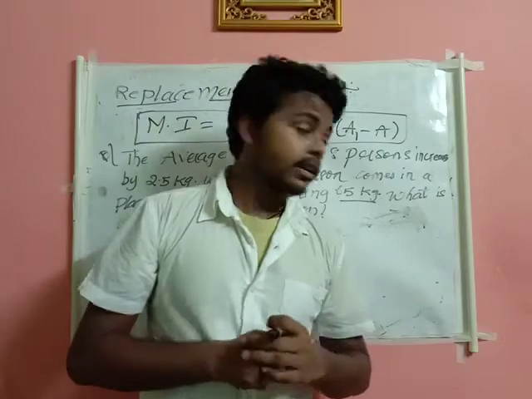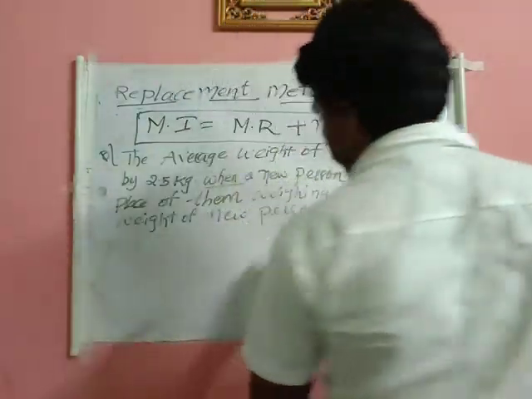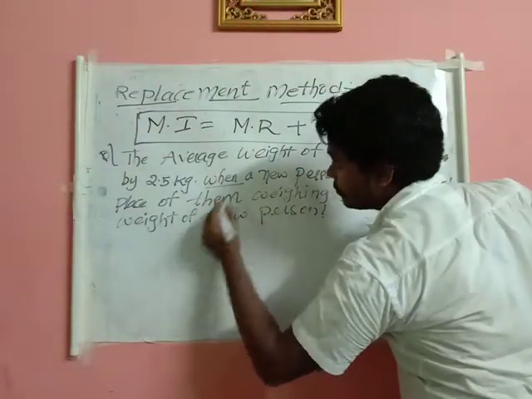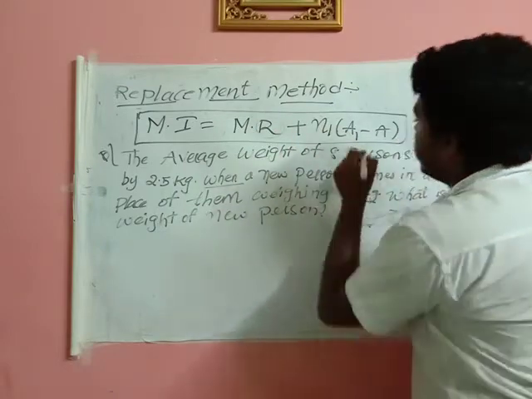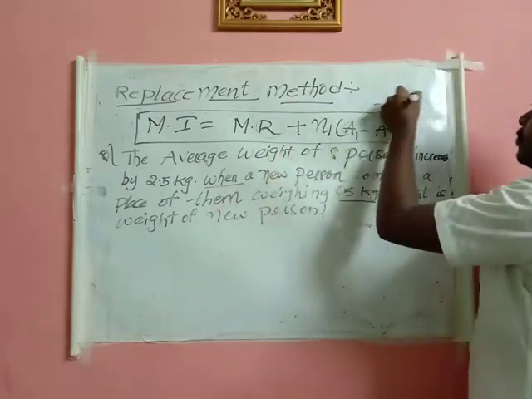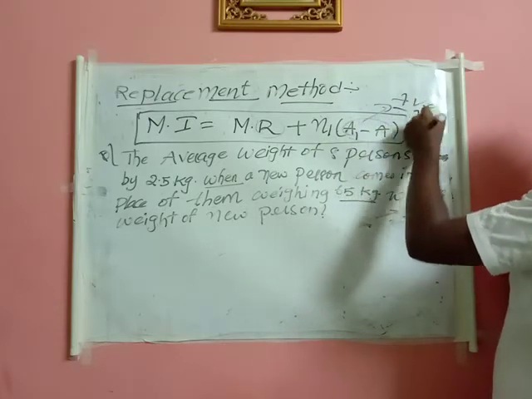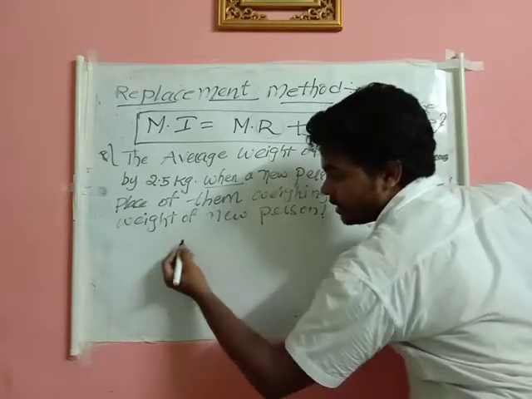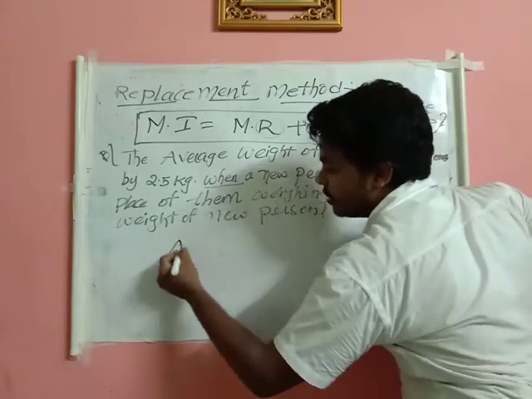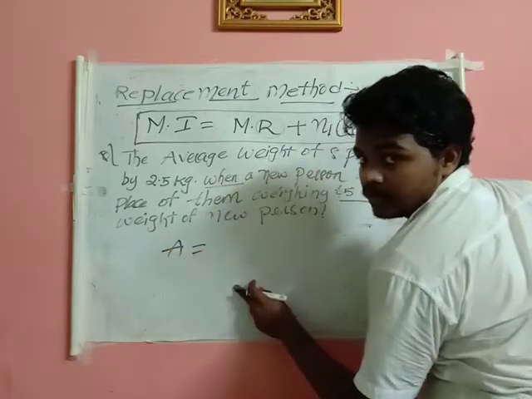Now let me try to get the solution. Man included is equal to man replaced plus n1 into a1 minus a. This may be positive or this may be negative. I will be telling what these things are. Now who is being included? Let the person included be a.